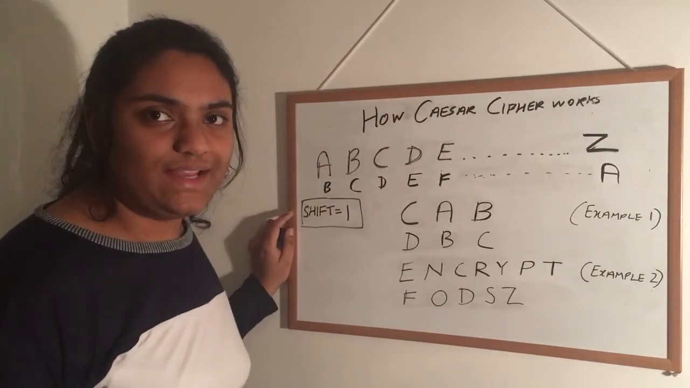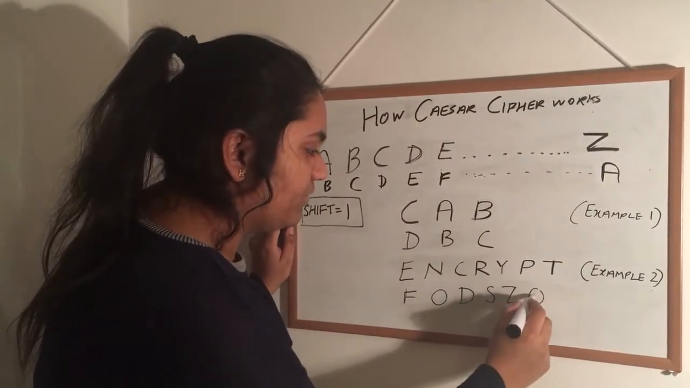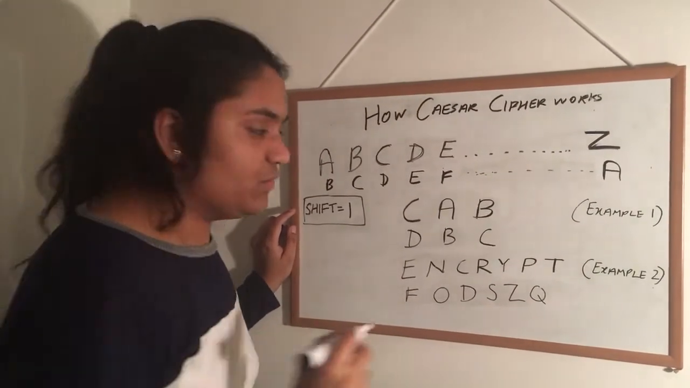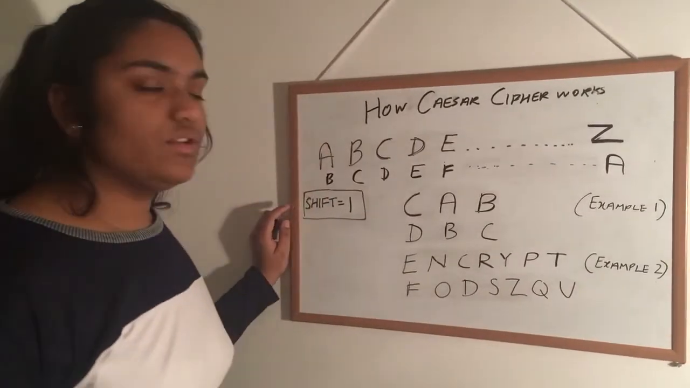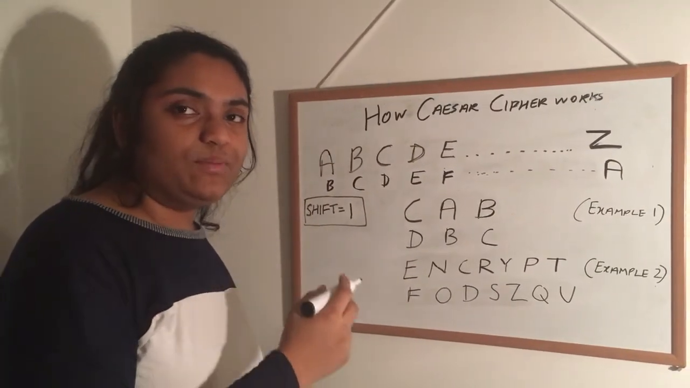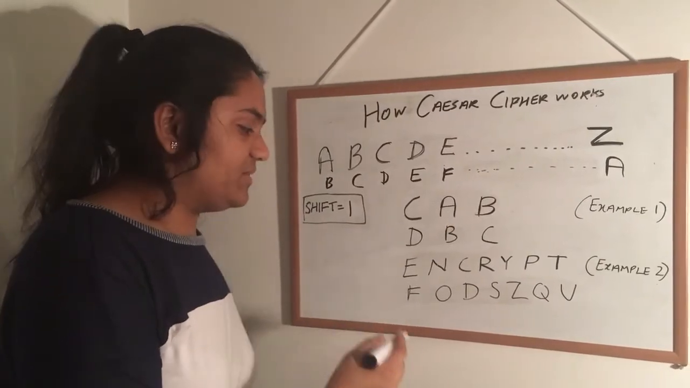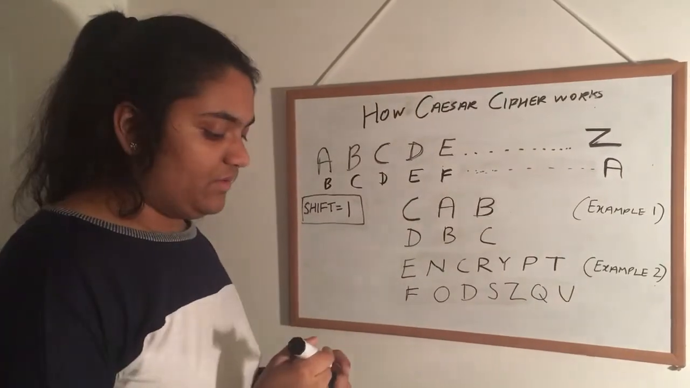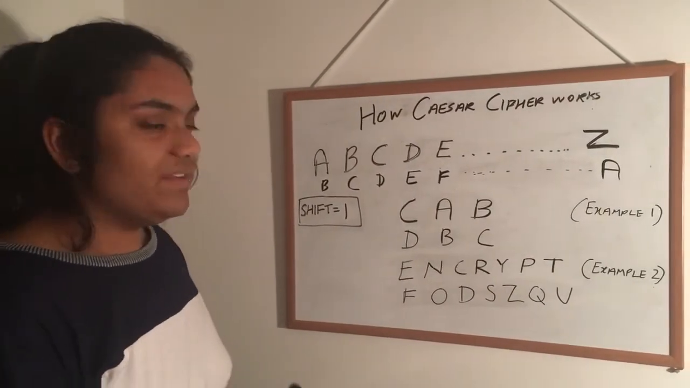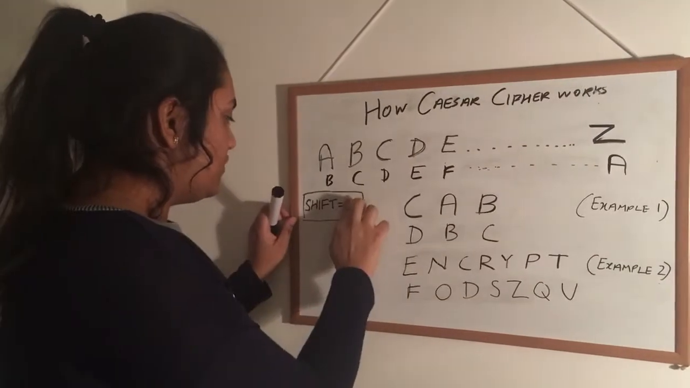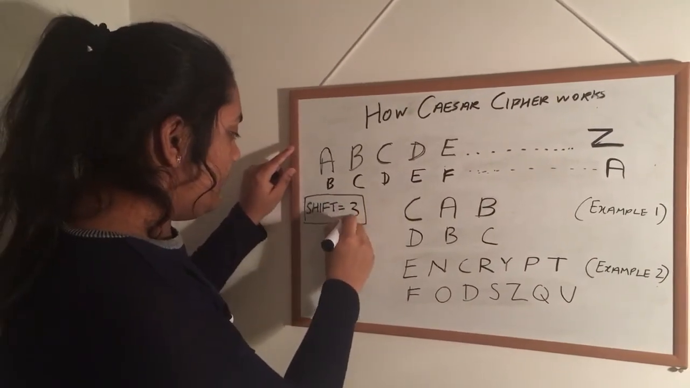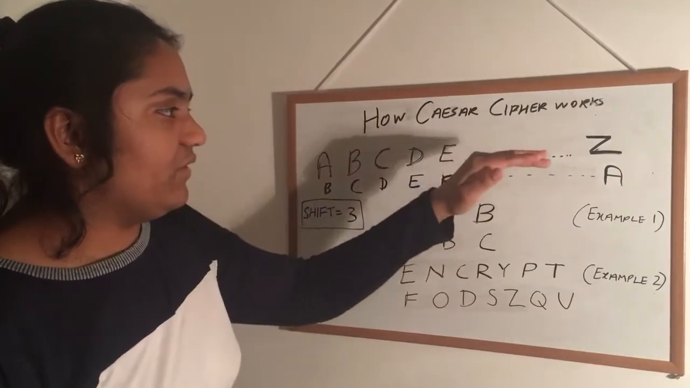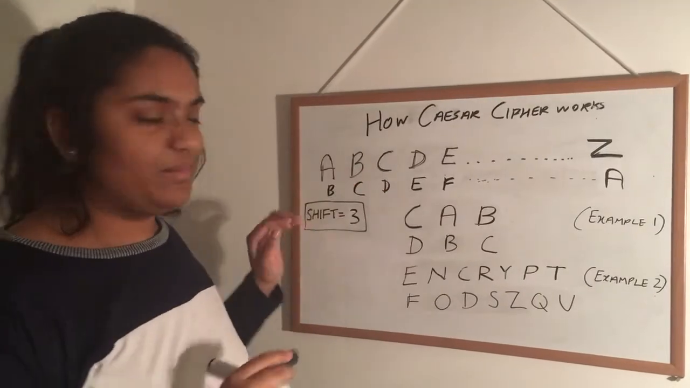P is shifted by one letter, which is Q. T is shifted by one letter, which is U. So, the encrypted text of the plain text encrypt is FODSZQU. So, now what happens if we change the shift to 3? So now each of the letters of the alphabet is also shifted by 3.